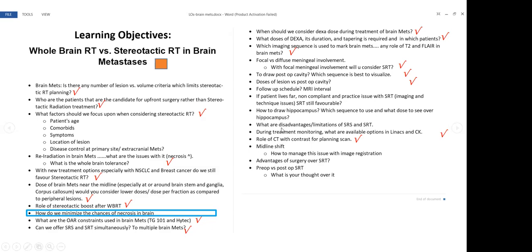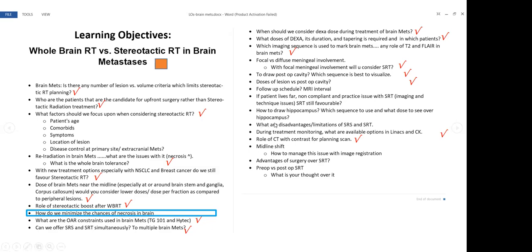Advantages and limitations. Mostly it's equipment related. If you don't have a dedicated system, certainly you will be limited with the sizes. You will be limited with the delivery as well. So it's better to have a dedicated system, or at least the dedicated immobilizations.